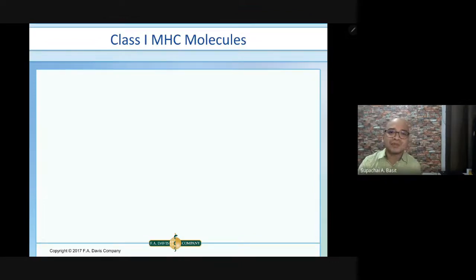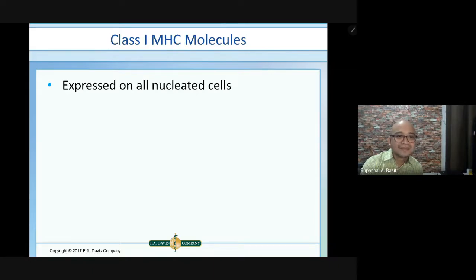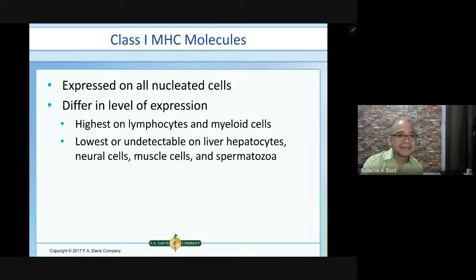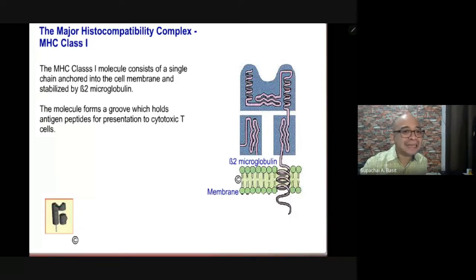Okay, so let's talk about the class 1 MHC molecules. As I've told you, class 1 MHC molecules are expressed on all nucleated cells. They differ in level of expression: MHC molecules have the highest expression on lymphocytes and myeloid cells, which are cells of the bone marrow, but they are lowest or undetectable in liver hepatocytes, neural cells, muscle cells, and spermatozoa. That's the reason why there are more successful liver transplants than kidney transplants, because they are almost undetectable in liver hepatocytes.